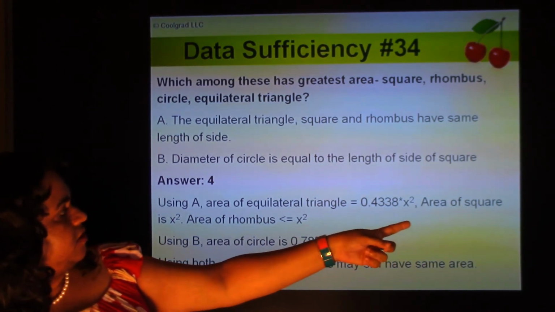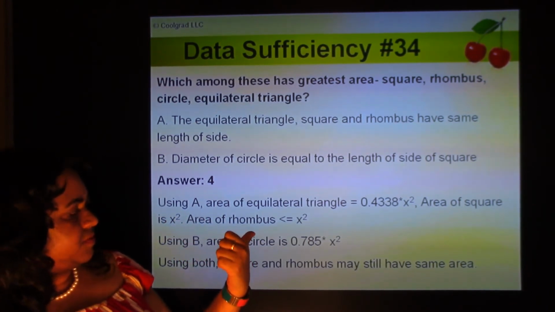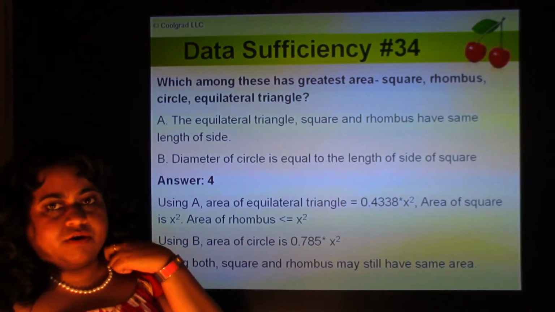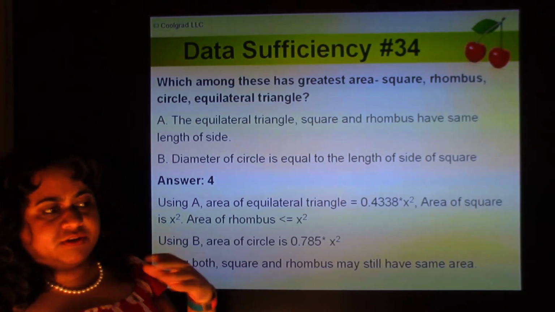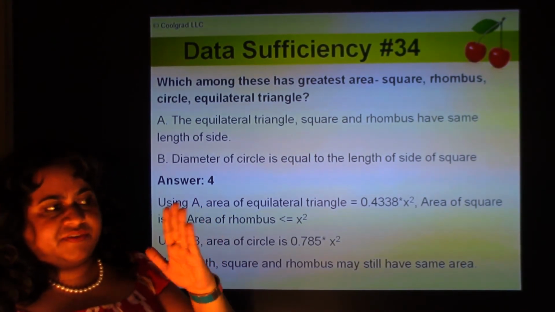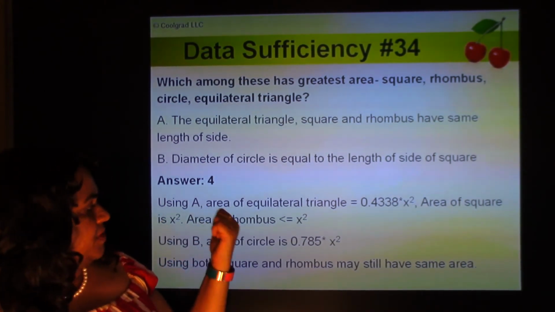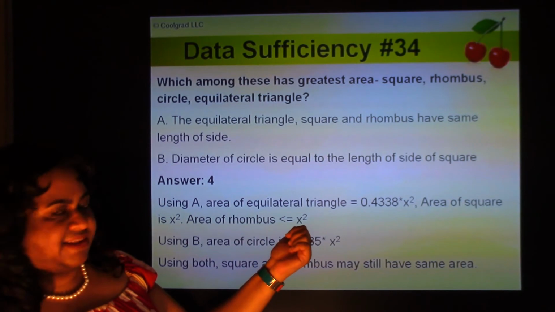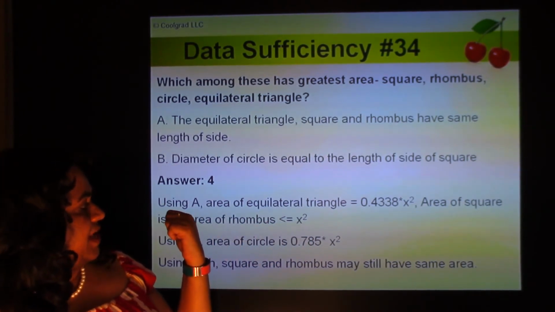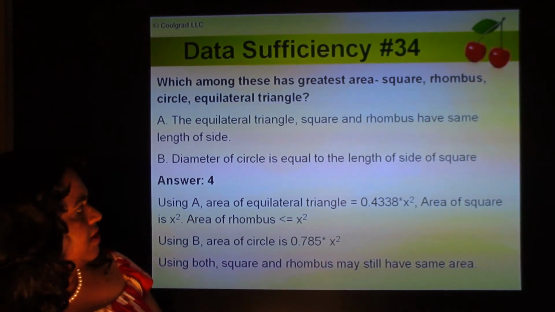Area of the square of side x will be x square. Area of the rhombus can be either x square or less than x square, because depending on the inclination of the rhombus, at the most it can be x square, and if it's inclined, then it will be less than x square. Area of the square is x square. Area of equilateral triangle is 0.433 times x square.